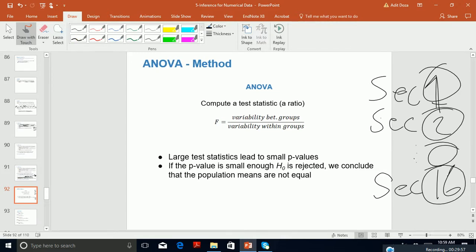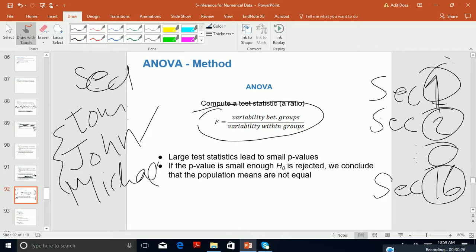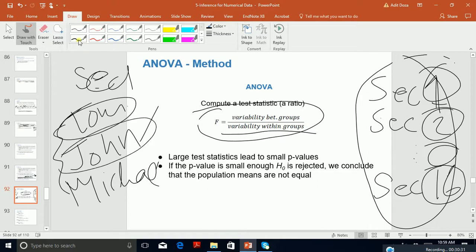Not only that, within each section, in my section I have a lot of students, right? Like I have Tom, maybe I have John, or Michael. Even within my section there could be variability, like Tom might get a different score than John or Michael. So the F test considers not only variability between the groups but variability within the group. So that's how we construct the F stat.